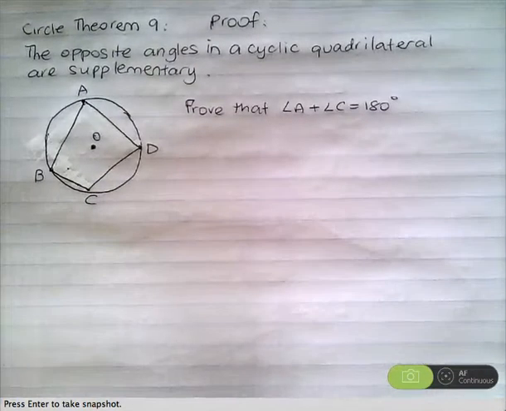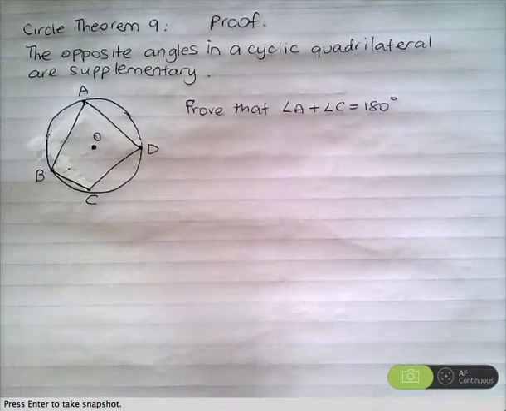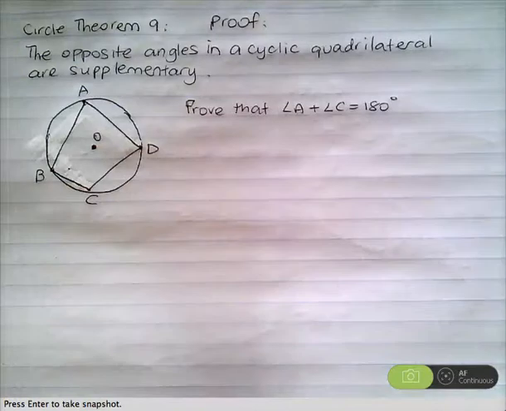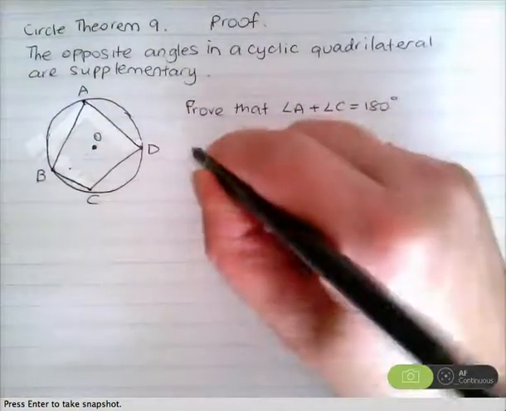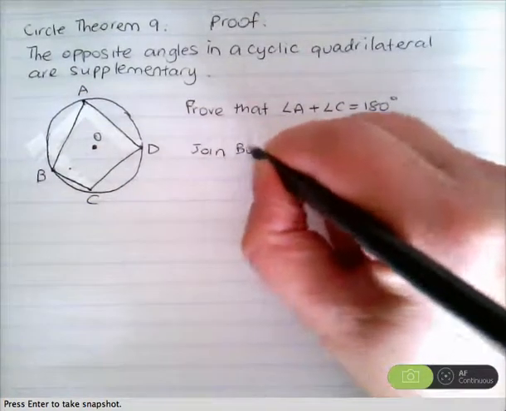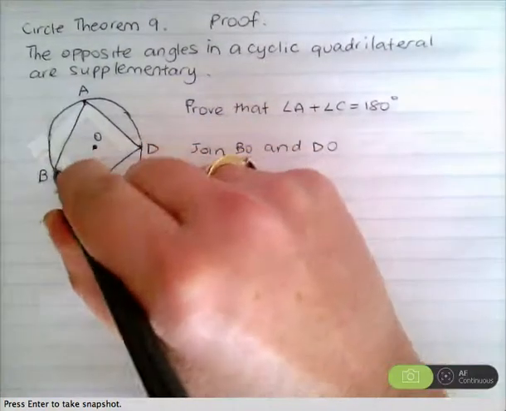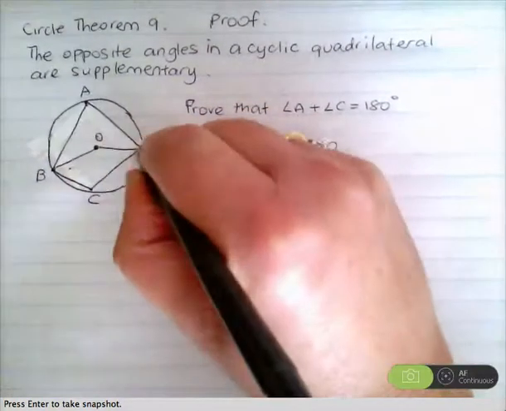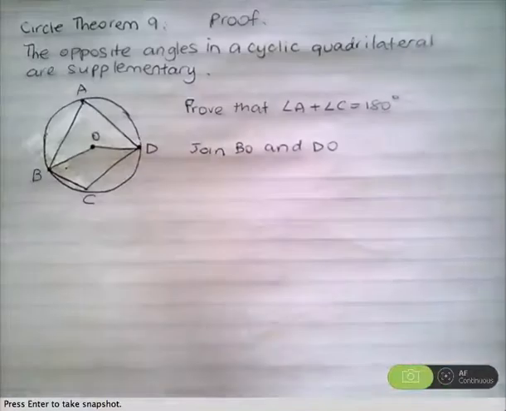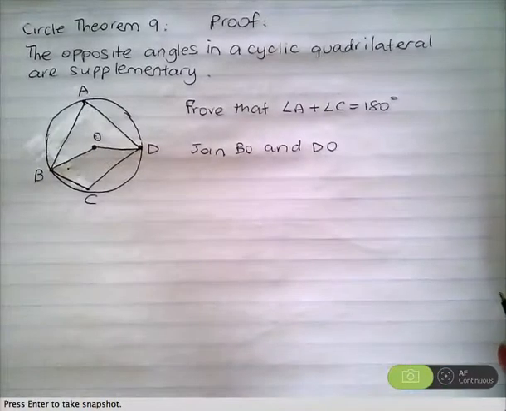to 180 degrees. So, to start the proof, we've got the centre of the circle O there, and we're going to join BO and DO. So I'm just going to do that now. So we're joining BO and DO.